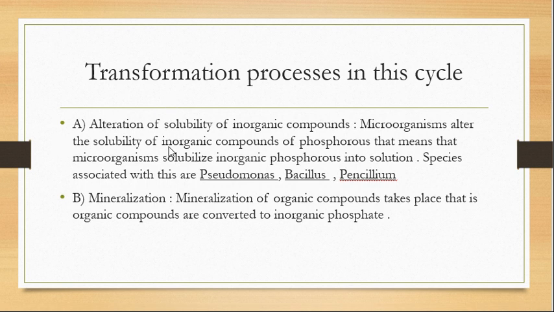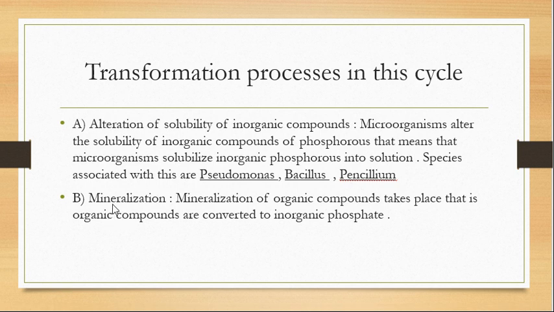The very first is the alteration of solubility of inorganic compounds. The microorganisms basically alter the solubility of inorganic compounds of phosphorus. That means these microorganisms solubilize the inorganic phosphorus into solution. The species associated with this are Pseudomonas, Bacillus, Penicillium, etc.